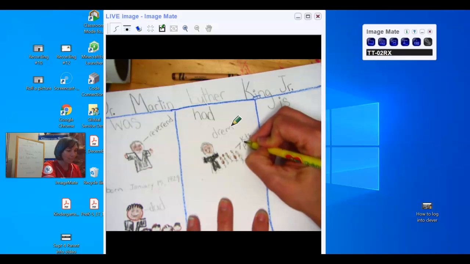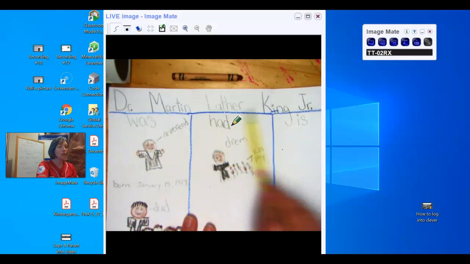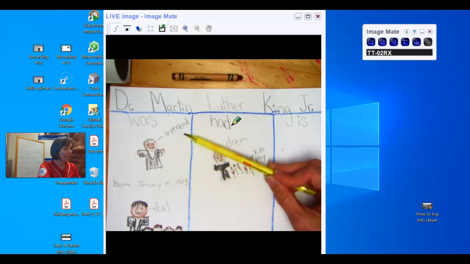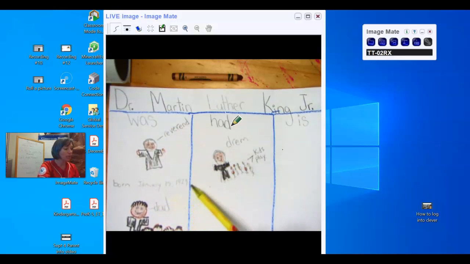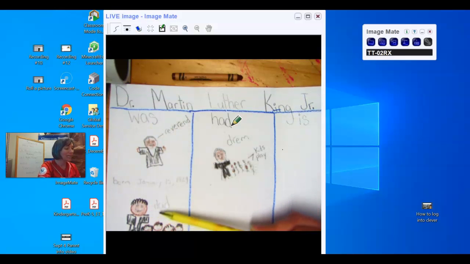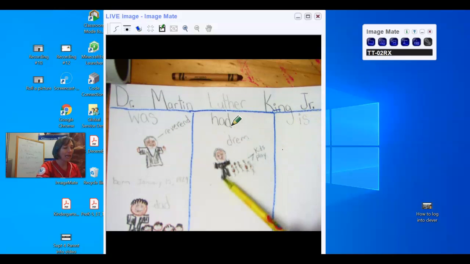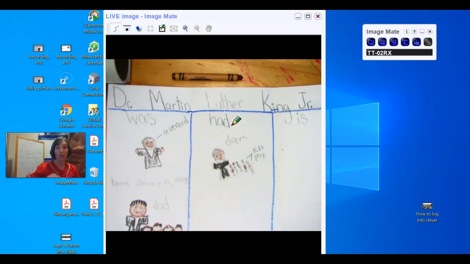play. Well, there you go. Dr. Martin Luther King Jr. was a reverend. He was born January 15th, 1929. He was a dad. Dr. Martin Luther King Jr. had a dream or a wish that kids could play together. And it didn't matter what their skin was. So that's what I have in my notes.